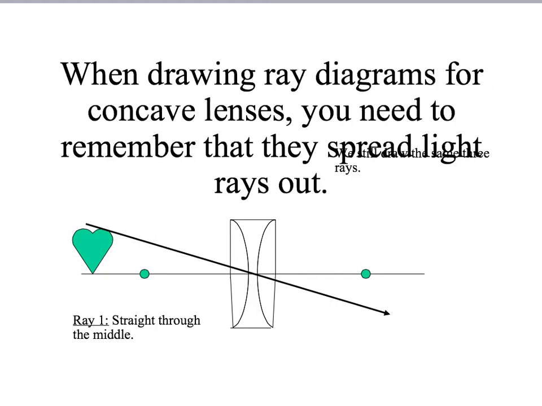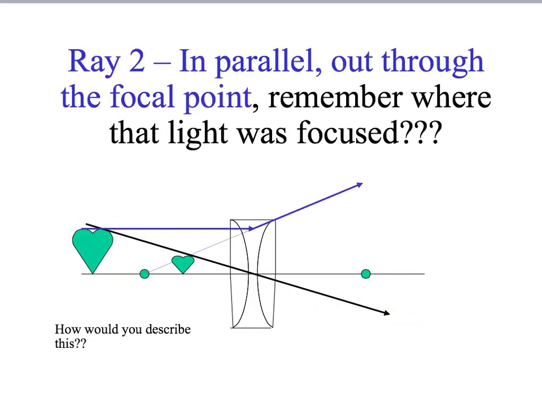So we still have the same three rays. Zoom straight through the middle. In parallel, out through the focal point. But remember, our primary focal point's back here. So we're going to line this up out through the focal point, and that's going to make that little image right there. Bring that back.